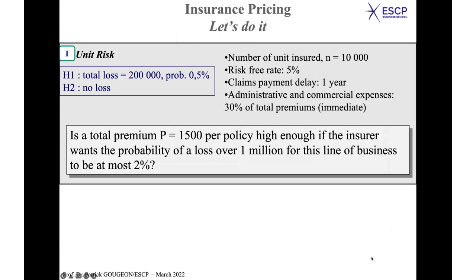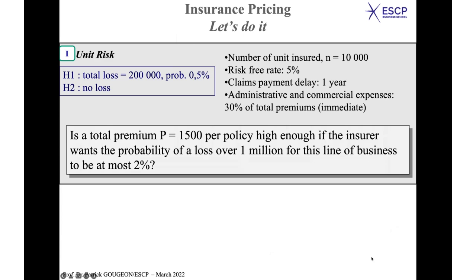My question is: is the total premium of 1,500 per policy high enough if the insurer wants the probability of a loss over 1 million for this line of business to be at most 2%? In this case, let's assume we are in a market where there is competition, and the insurer would be a price taker, as we say.